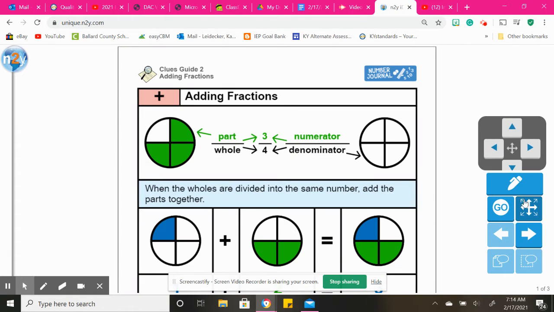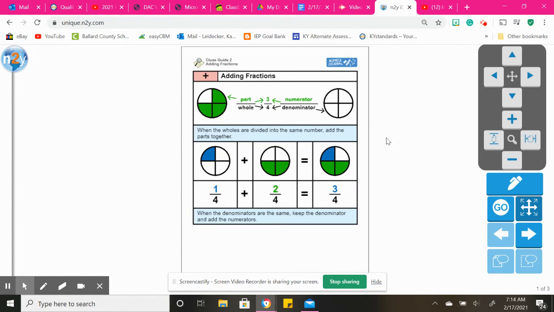Then your next box in Math is looking at adding fractions together now. So again, know that you have the part over the whole. You have your numerator and your denominator. When the wholes are divided into the same number, so you have 4 pieces here, you have 4 pieces here, that's what it means by the same number. Now we're just going to add the parts that are shaded together. So we have 1/4 here.